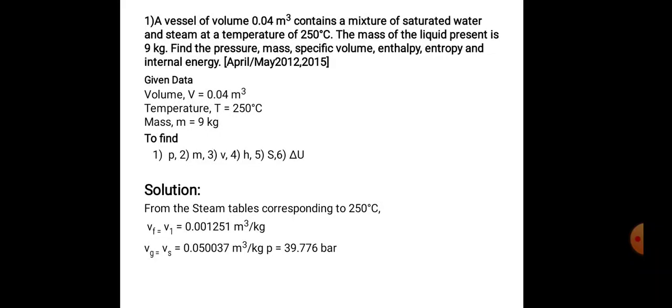V1 means the volume of fluid, that is V1 equal to Vf1 equal to 0.001251 meter cube per kilogram, and Vg, that is the volume of gas or volume of steam, equal to 0.050037 meter cube per kilogram. Also, for the pressure, we take the value from the steam table: P equal to 39.776 bar.